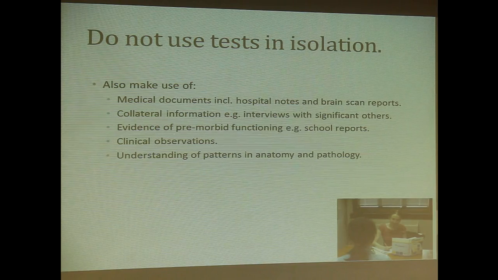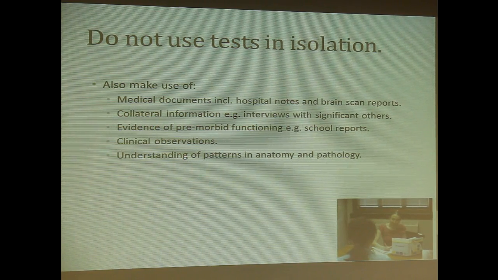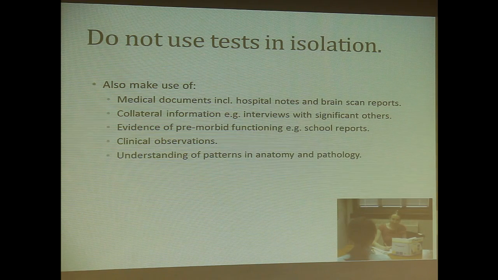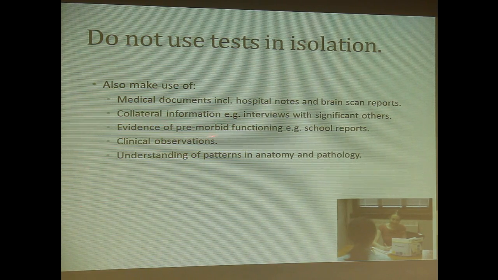Now, something that's very, very important, I'm sure you all know this, but I've got to mention it anyway, is do not use tests in isolation. We do not go and just test people and use the test results. We look at a wide range of things, and I've said this before: the medical documents such as hospital notes and brain scan reports. Collateral information is very important, such as interviews with significant others, parents, teachers, spouses. Evidence of pre-morbid functioning, such as school reports, is very important. I'm going to talk more on that later.